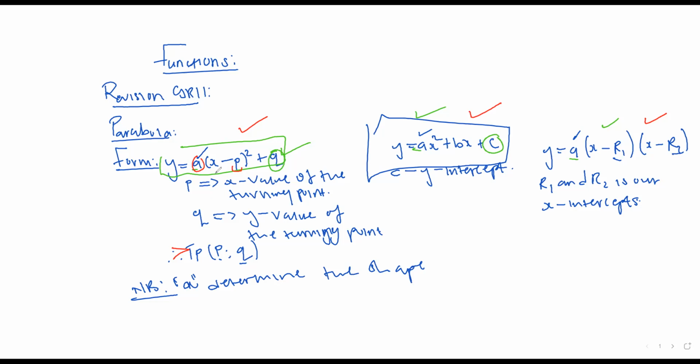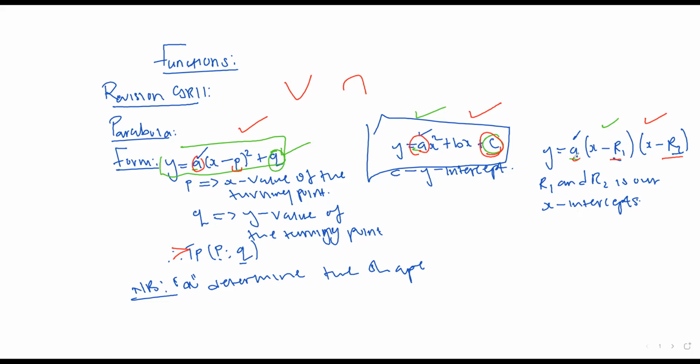If our A is positive, our parabola becomes happy. If our A is negative, our parabola becomes sad. Then again, in the standard form, our A determines the shape of the graph. Our C determines the y-intercept of the graph. And in this form, R1 and R2 represent the x-intercepts of our parabola. Remember, our parabola is a binomial expression, so it has 2 x-intercepts.